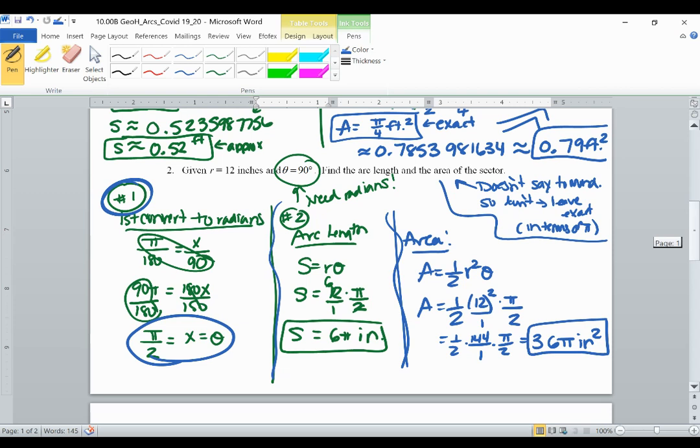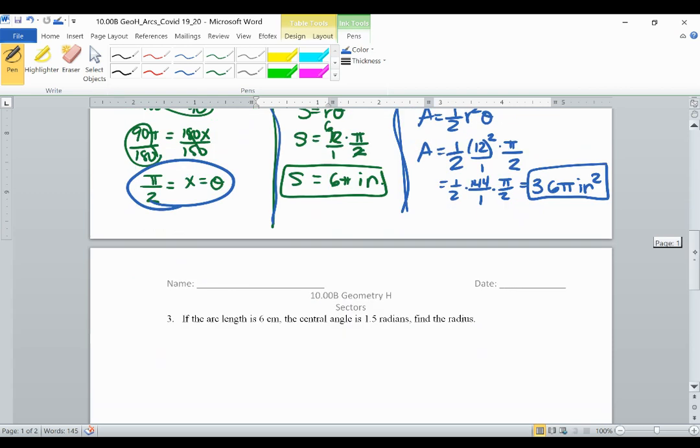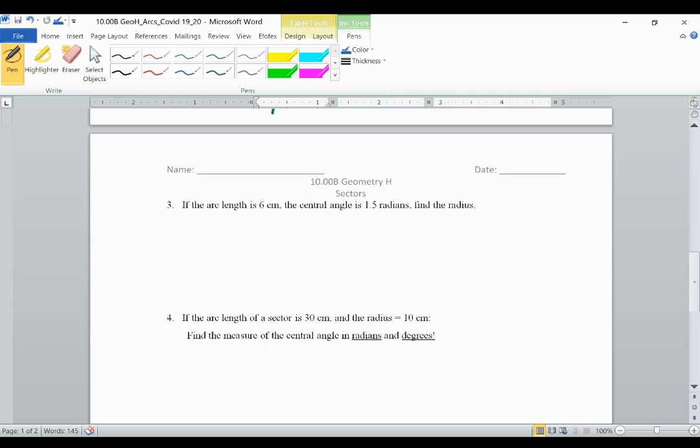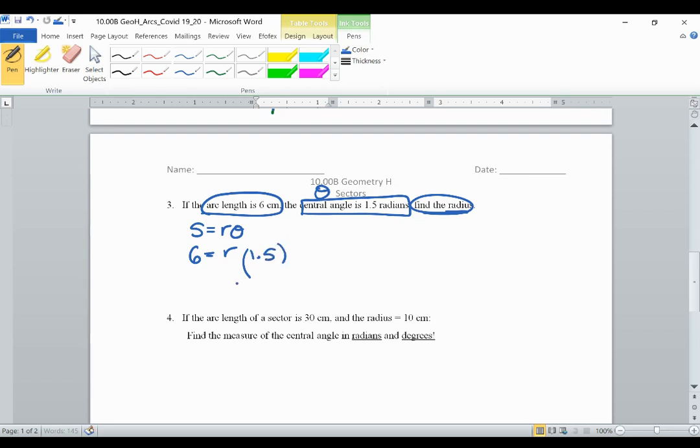Okay, number 3. A little bit different. If the arc length is 6 centimeters and the central angle is 1.5 radians, find the radius. So we're given the arc length, so let's start with our formula for arc length, which is S equals r theta. So I know S represents the arc length, so that's 6. My radius, I don't know, that's what I'm looking for. And theta is my central angle. So that's going to be 1.5 radians.